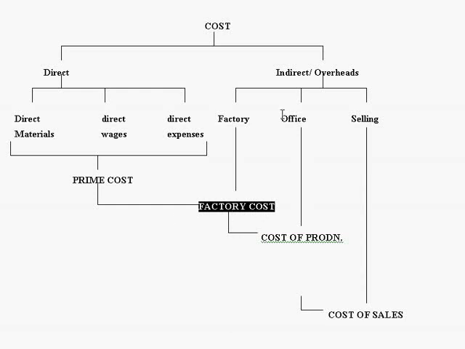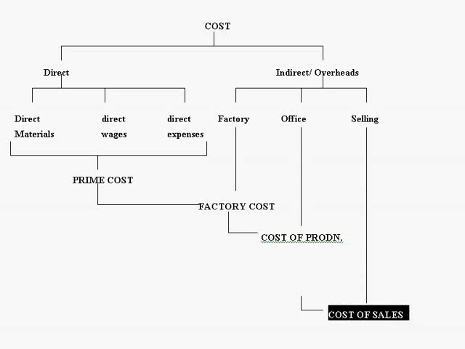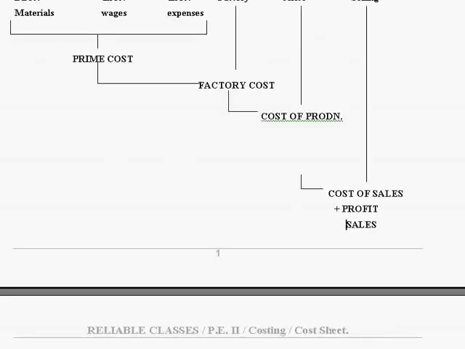Then to factory cost you will add what? I'm sorry, office and administration overheads, and the total you will call your cost of production. Then you have only one thing to add, that is selling and distribution overheads. You will get the total cost, and that total cost is known as cost of sales. Once you get cost of sales, the rest is all easy. How? Because to this cost of sales you will add profit and you will get sales.